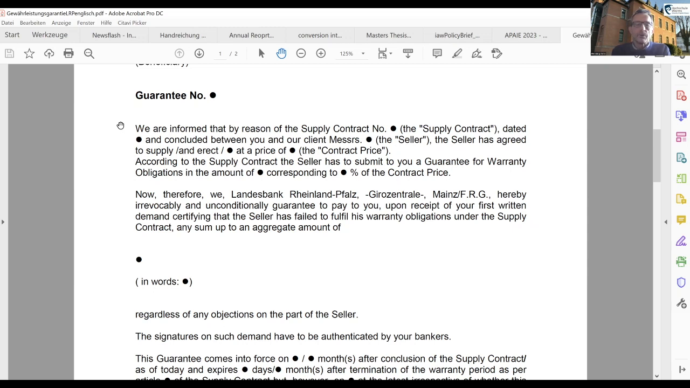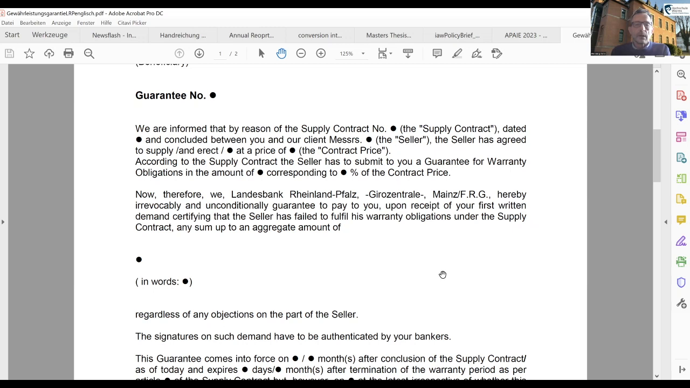And then the very first important part is following with now, therefore, we, the bank, hereby, and then very important words, irrevocably and unconditionally guarantee to pay.